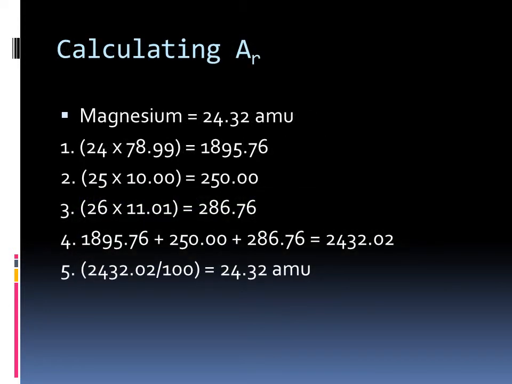Now, to calculate the relative atomic mass of magnesium, you need the atomic mass from your periodic table, which is 24.32 AMUs. You first multiply the atomic mass of each isotope, 24, 25, and 26, by their respective percentages. Next, add your 3 products together and divide that number by 100, because these are based off percentages. Your final product should match the relative atomic mass from the periodic table. And that is how you calculate the relative atomic mass of an atom.